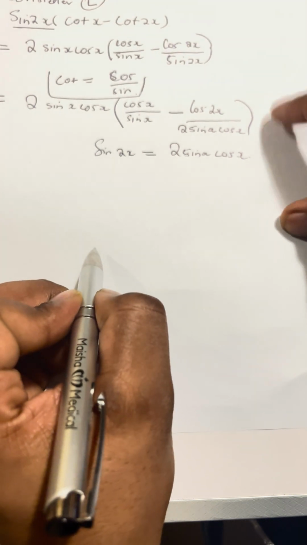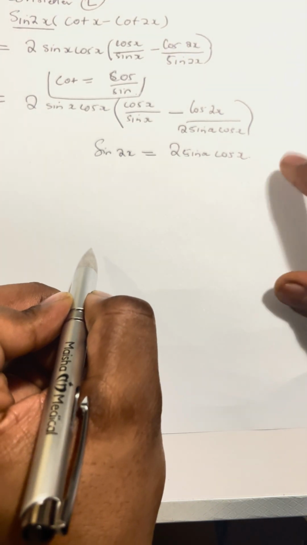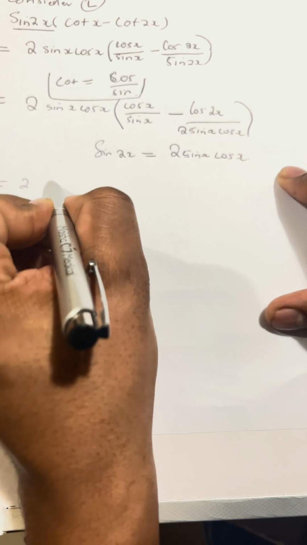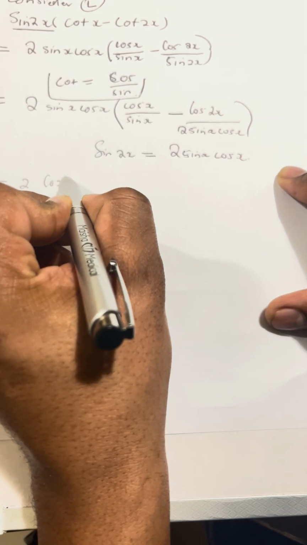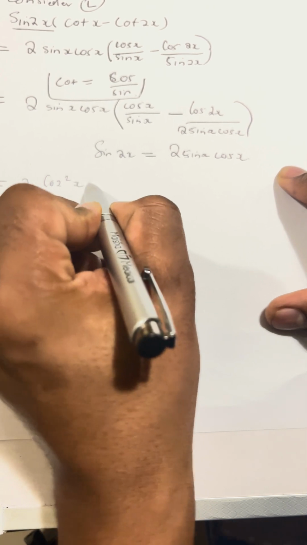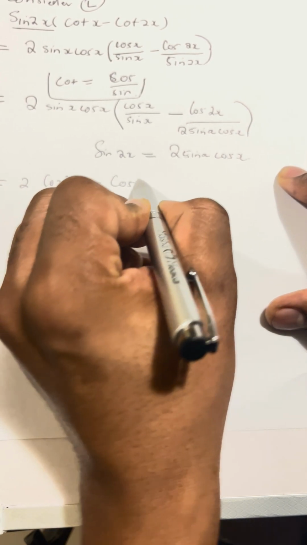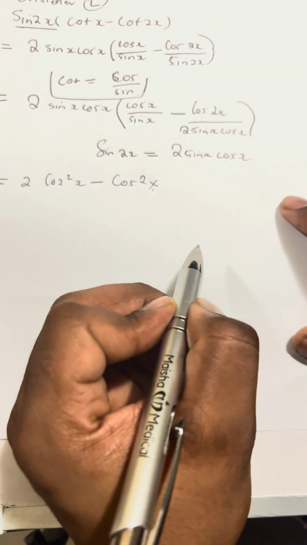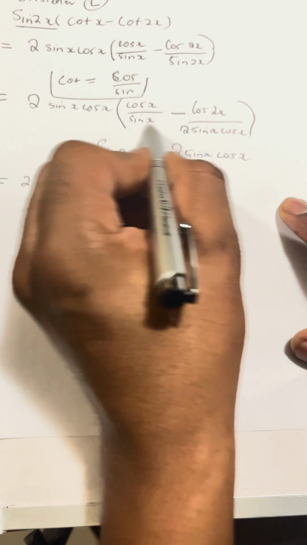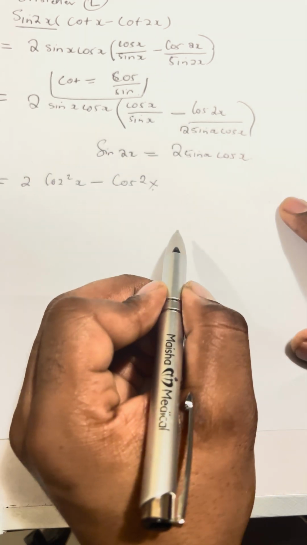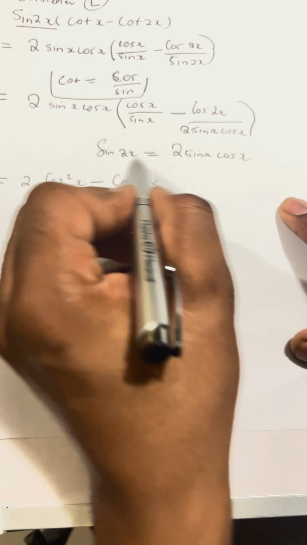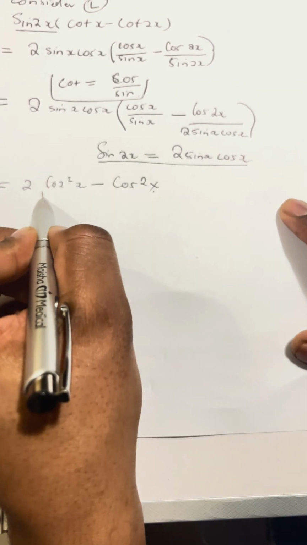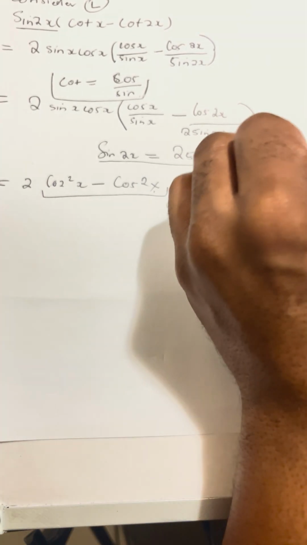All right. Now, as we go further, we're going to say 2 cos squared x minus cos 2x. Okay, where does it come from? Now, what is common here is cos and sine. So, this is what you get from this.